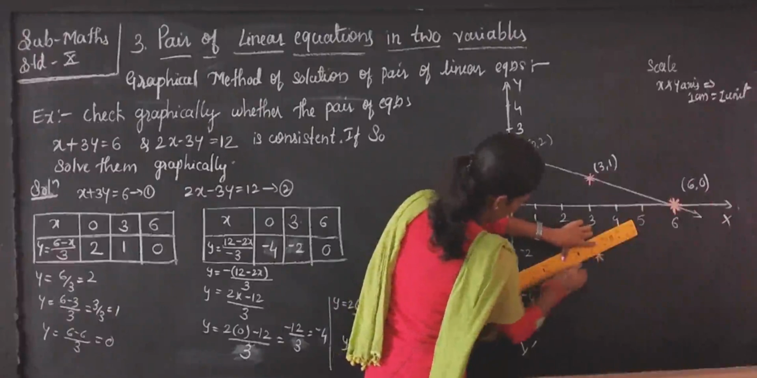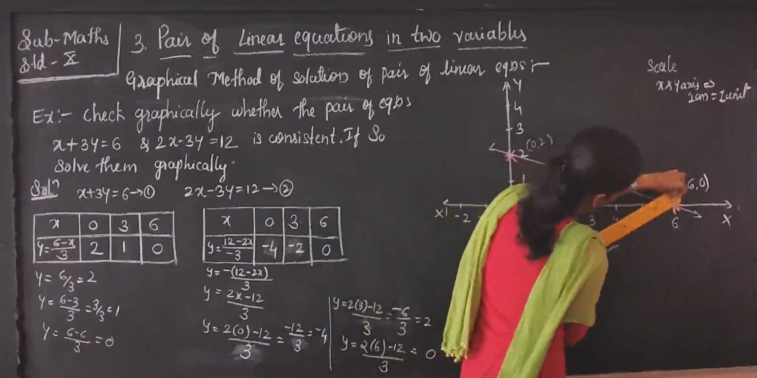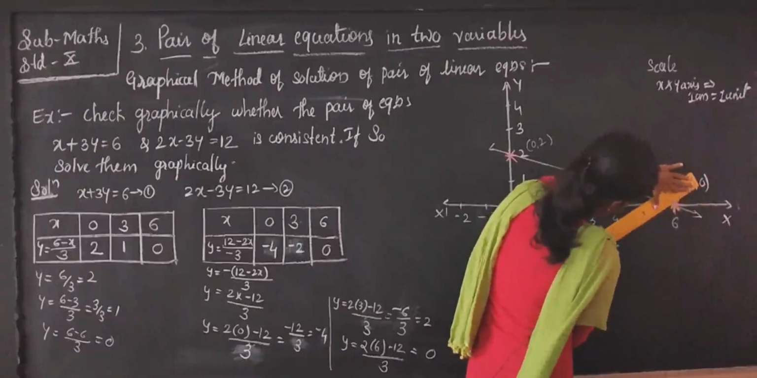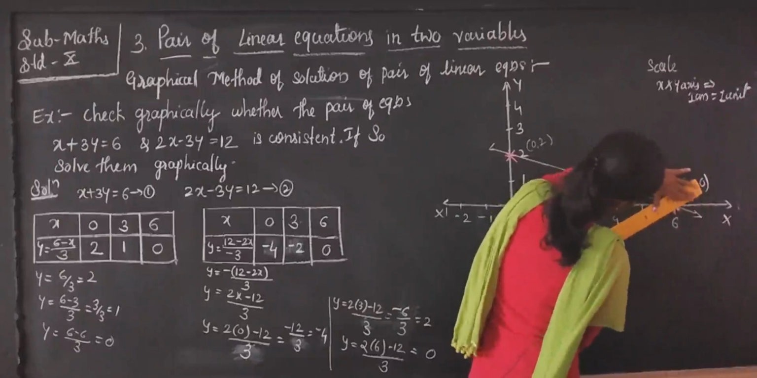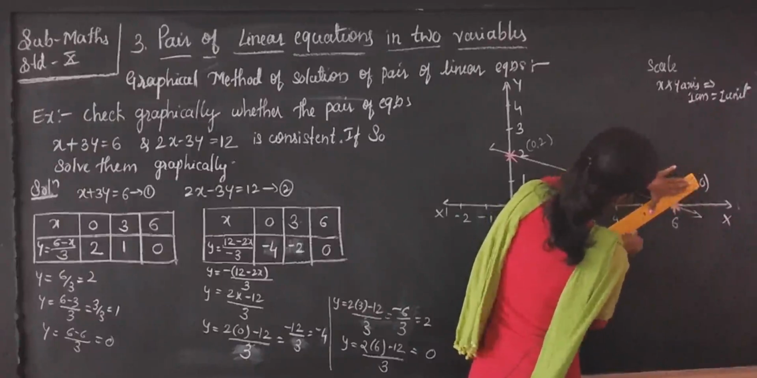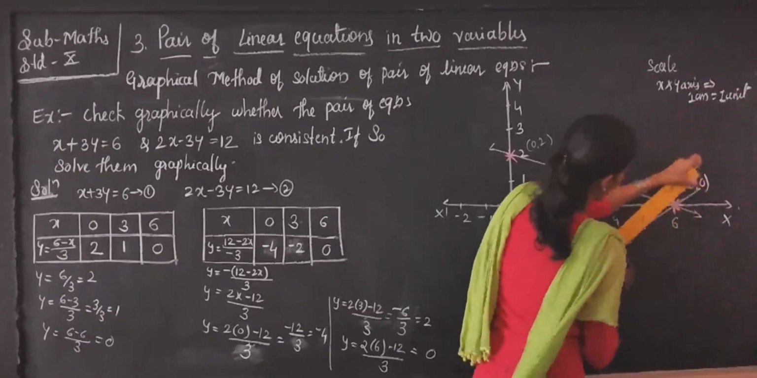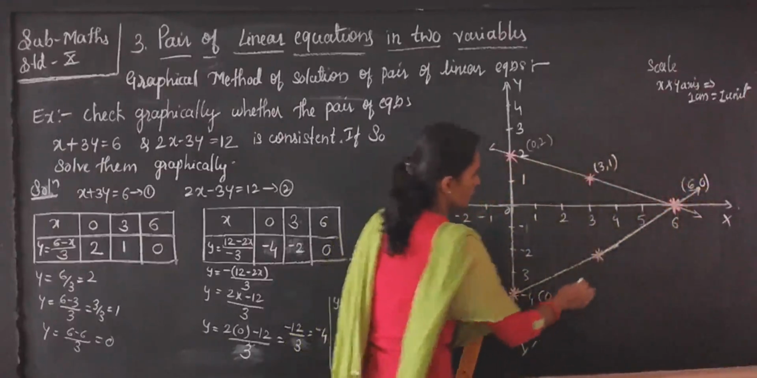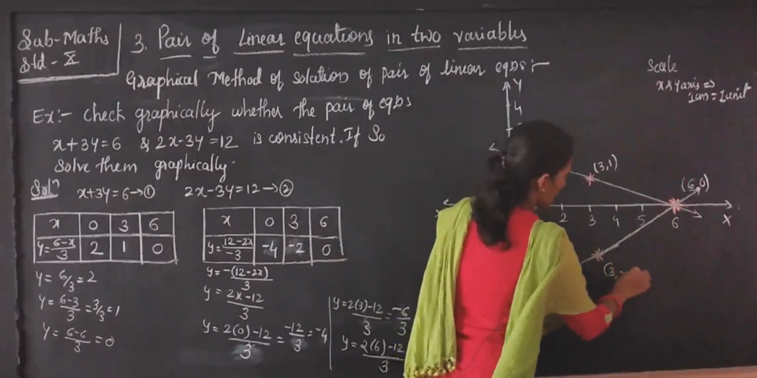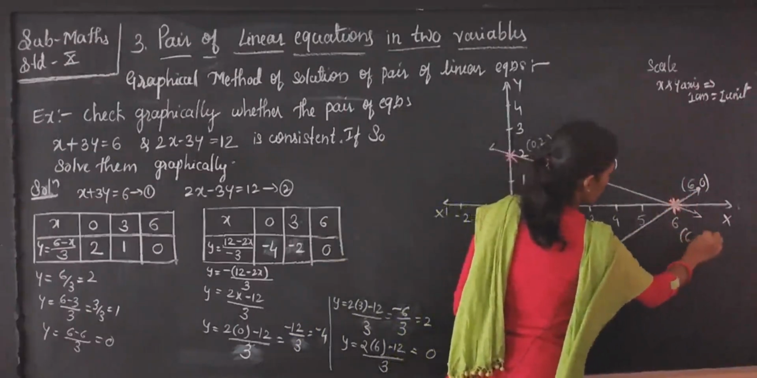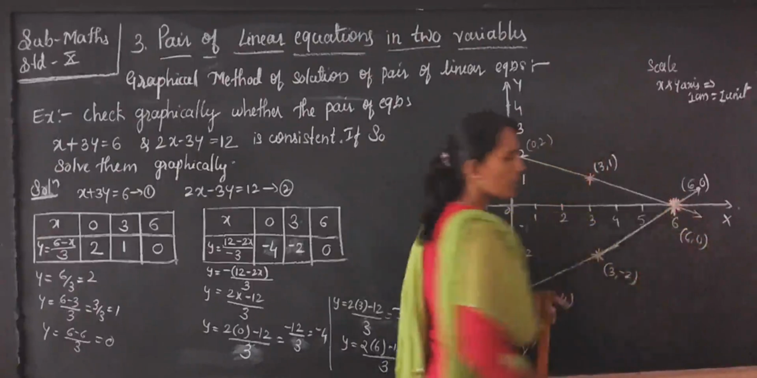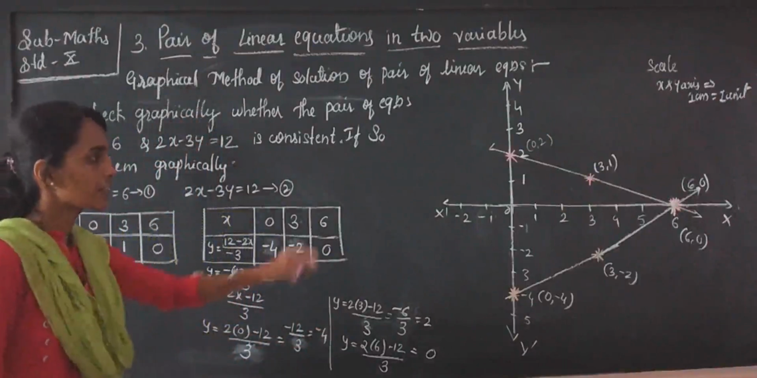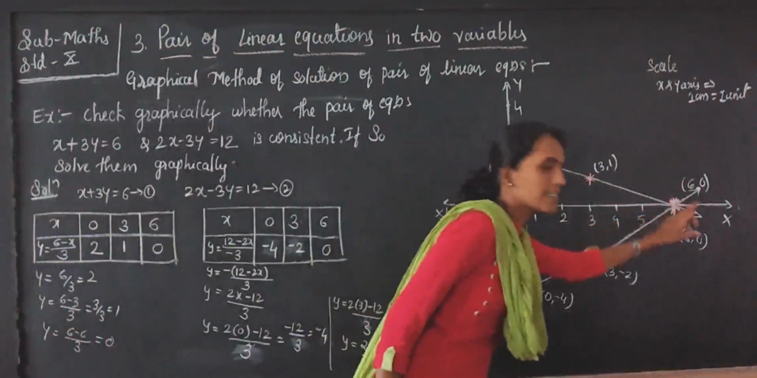Using a scale. Mine is not a proper scale, so a little bit of variation will happen, but you have to do it properly. So once you denote these: (0, minus 4), here (3, minus 2), and here (6, 0). So here (6, 0) is the common solution for both the equations, and in the graphical representation, they will intersect at one point.